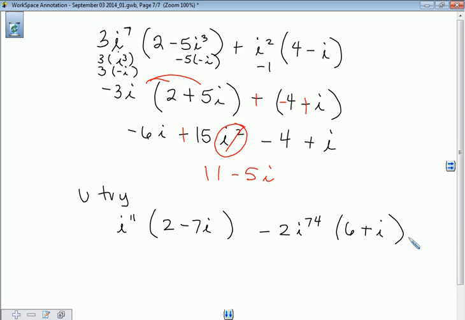Okay, so for doing this one, 11 divided by 4 goes in 2 times, so the remainder is 3. So it's negative i. The i goes away, and it's just negative i, because i to the 11 is equivalent to i to the 3rd, which is equivalent to negative i. And then you have to do another multiplication.